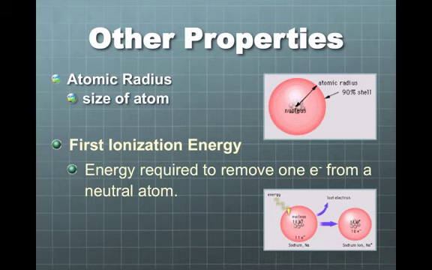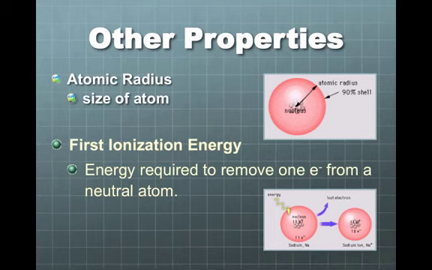Let's talk a little bit about the first ionization energy. The first ionization energy is the amount of energy required to remove one electron from a neutral atom. The amount of energy, whether it be light, heat, or whatever, required to eject one of those electrons. Now, when it ejects one of these electrons, we consider that an ion, which we're going to talk a little bit more about later in this presentation.